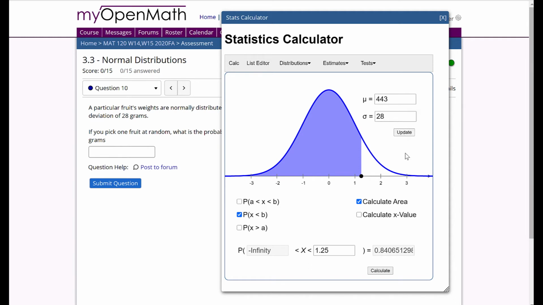And what will happen is you'll see the axis change to where it's centered about the mean, 443, and everything's marked off in terms of standard deviations that you input here. And at this point, now you'll notice these x values you can change around and give different inputs for those, and it will output your probability for you.